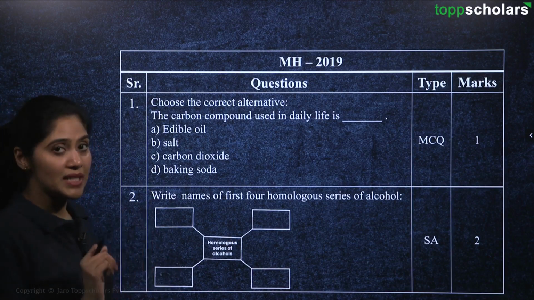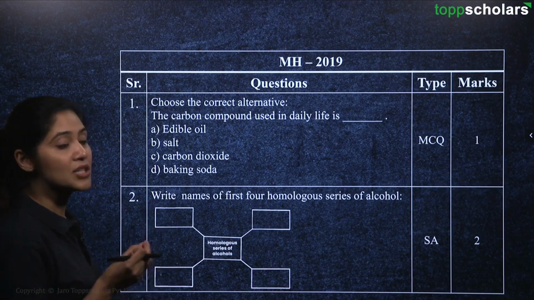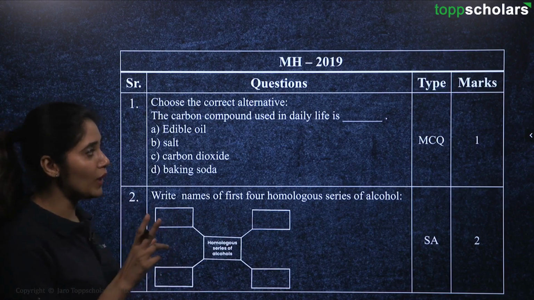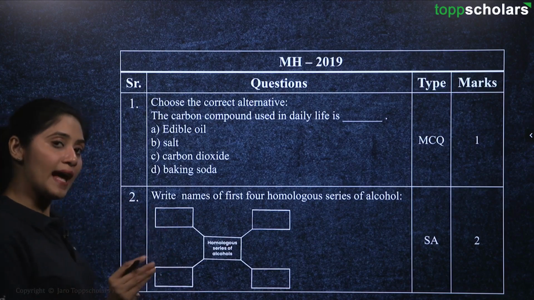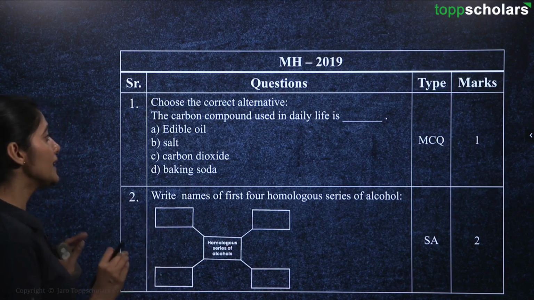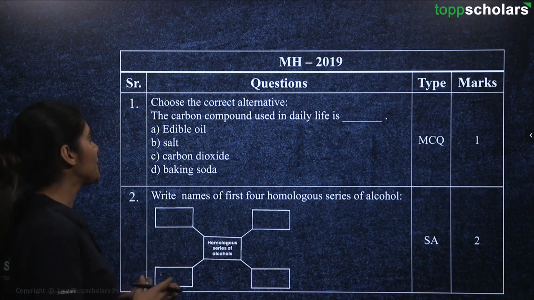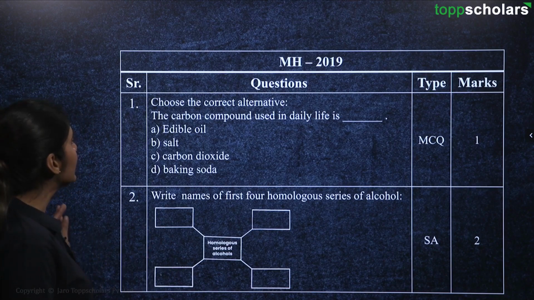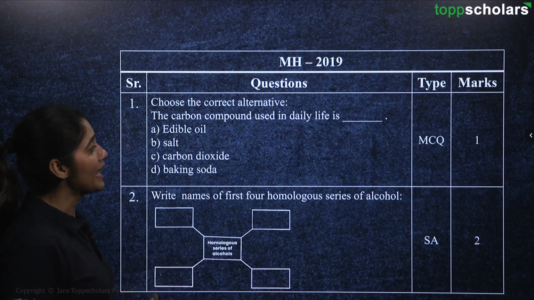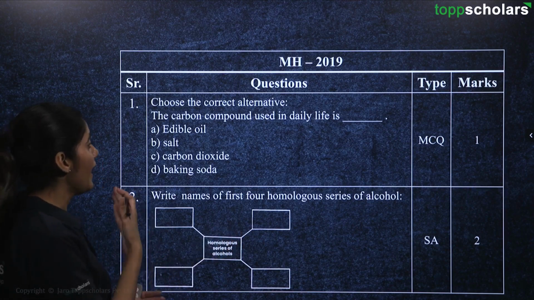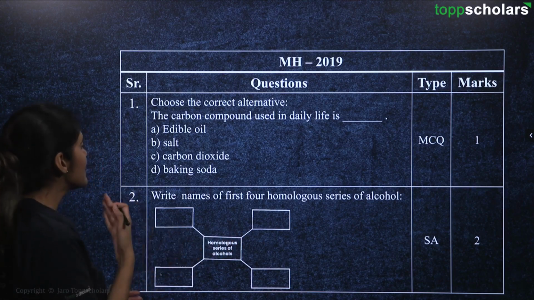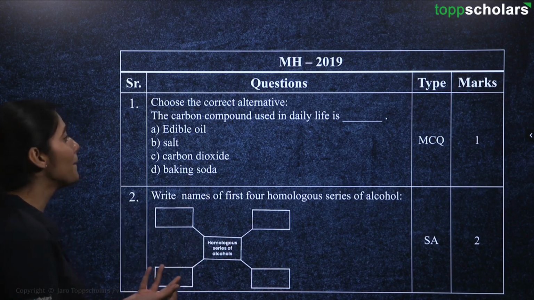One is an MCQ type question and another is a short answer type question. The MCQ one carries 1 mark, the short answer carries 2 marks. So let's start with the MCQ. Choose the correct alternative. The carbon compound used in daily life is dash. A. Edible oil. B. Salt. C. Carbon dioxide. D. Baking soda.